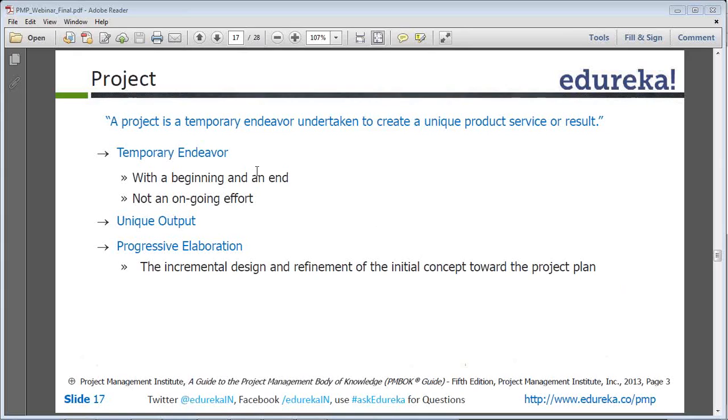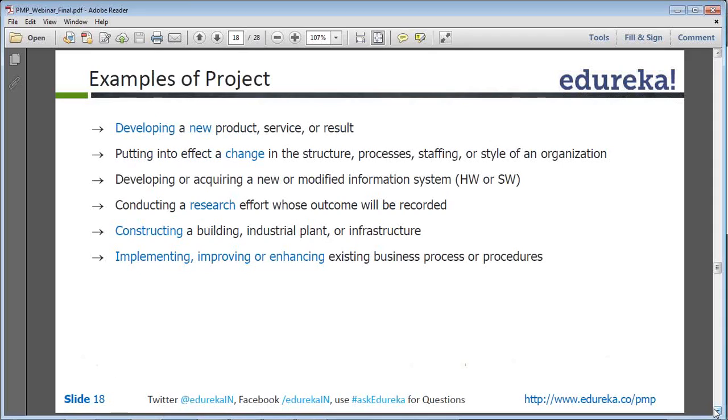So it has a unique output, it is a temporary endeavor and it has progressive elaboration. That means that at the beginning of the project we don't know everything in detail. So what we do is we plan for some of the activities till the time we know. For example, we can plan for the requirements gathering based on whatever our understanding is. But once we do the requirements gathering in detail, then only we can plan in detail for the design and down the line. So that is called progressive elaboration. So it's an iterative process.